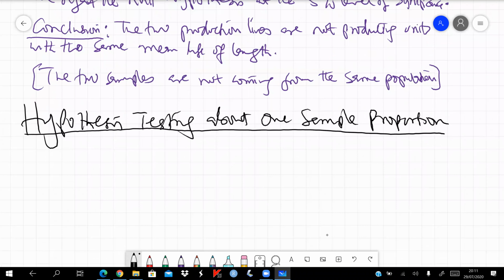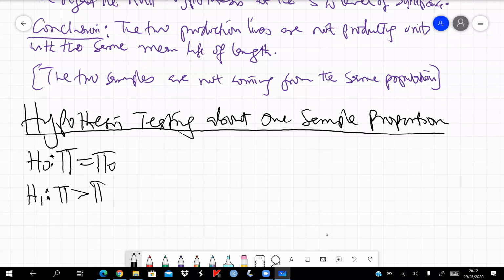So here, our null hypothesis will look like this, H naught: we're replacing mu with pi, so pi is equal to pi naught. We test that against H1 that pi is bigger than pi naught, or H1 that pi is less than pi naught, or finally H1 that pi is different from pi naught.